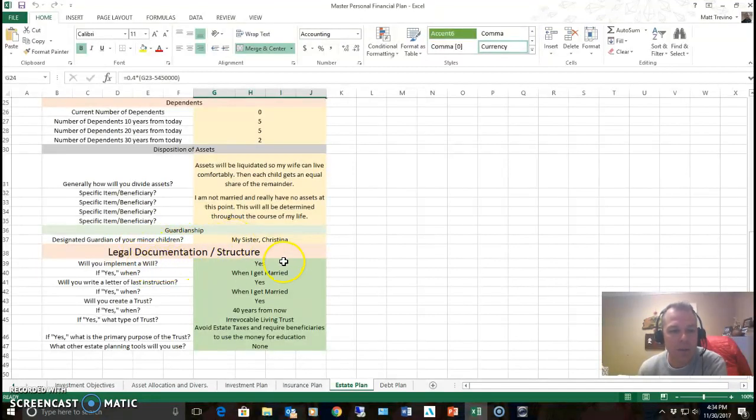We implement a will, yes, when. We write a letter of last instruction, yes, when I get married. We create a trust, yes, when, 40 years from now. What type of trust? An irrevocable living trust.